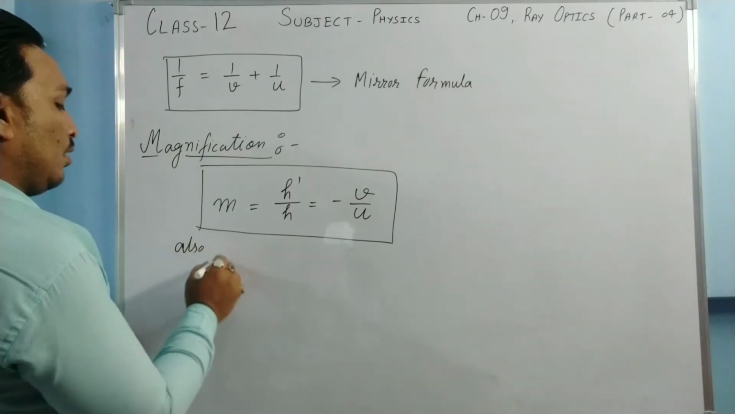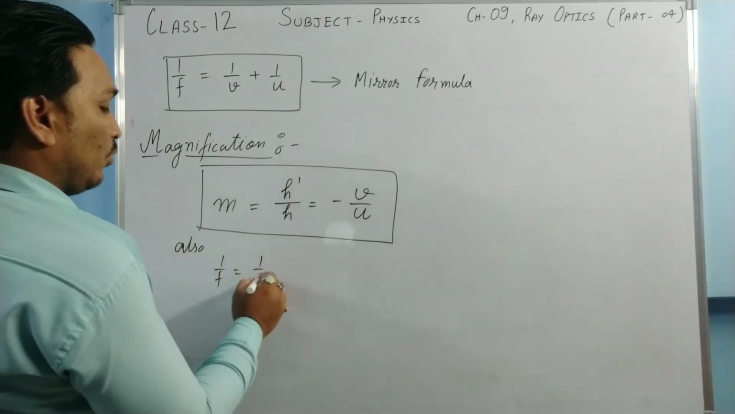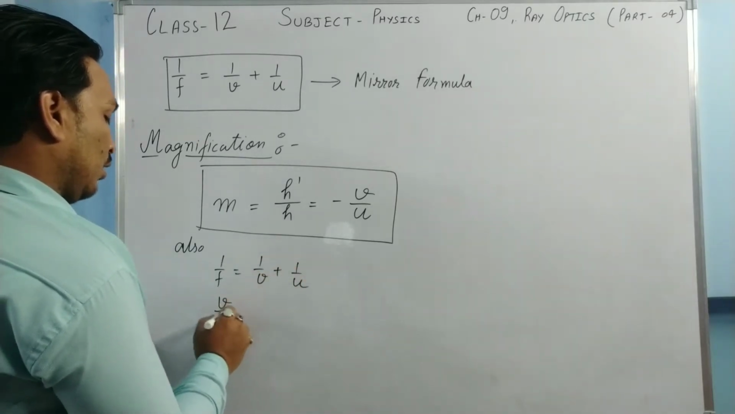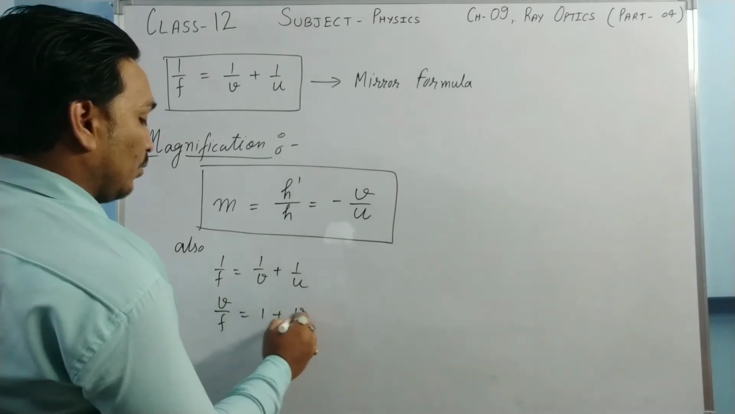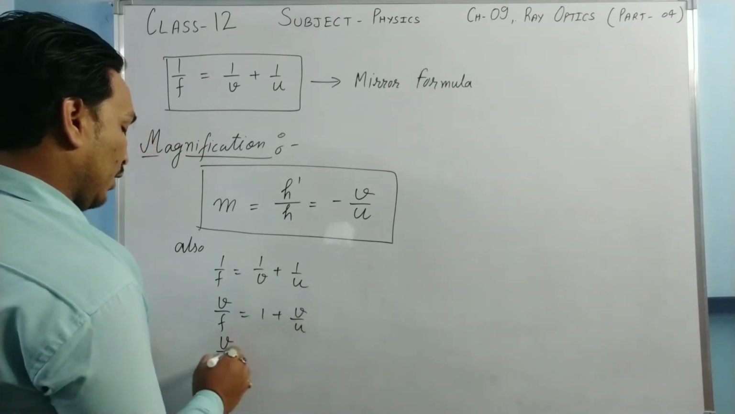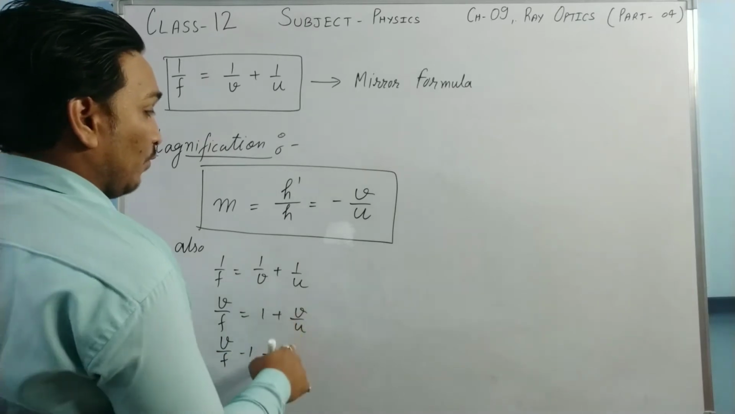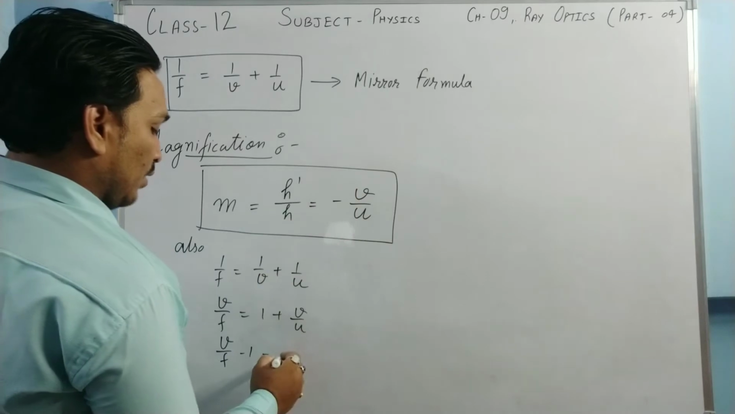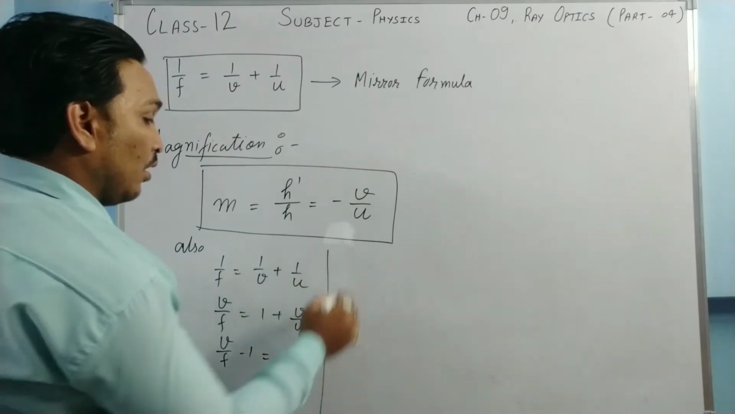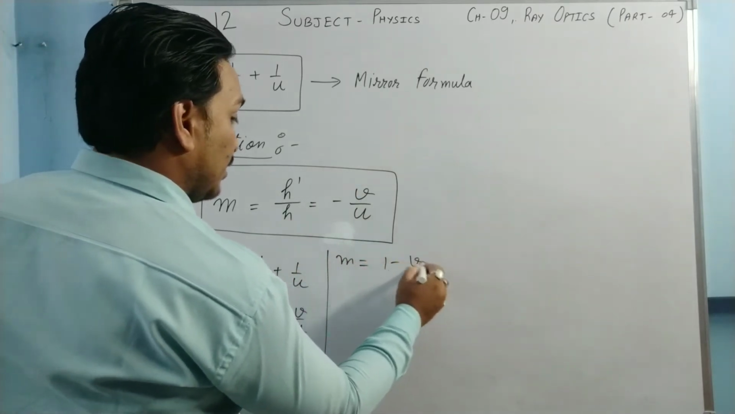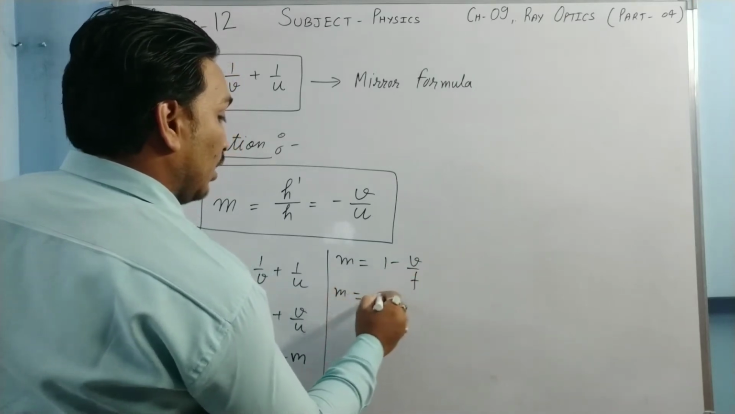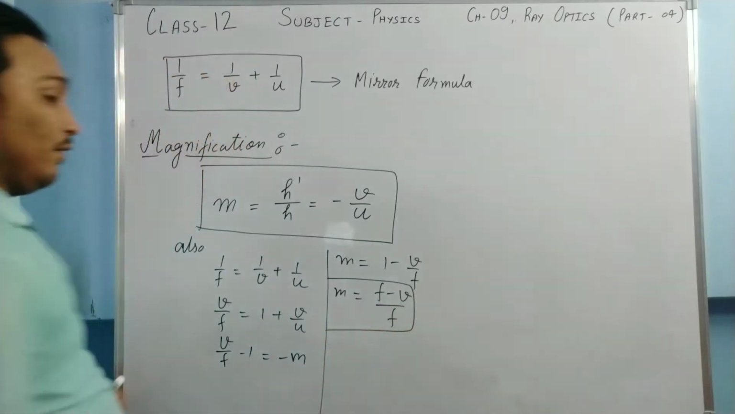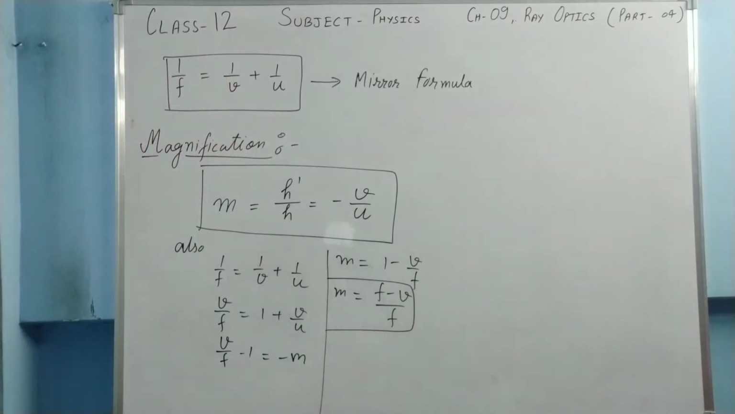Also, 1 upon f is equal to 1 upon v plus 1 upon u. It is the mirror formula. Just multiplied by v. We'll have v upon f is equal to 1 plus v upon u. Or we can write v upon f minus 1 is equal to v upon u, which can be written as minus m. So it will be like minus m. Or m will be equal to 1 minus v upon f. Or m will be f minus v upon f. So this is the formula for magnification in terms of focal length and the image distance.